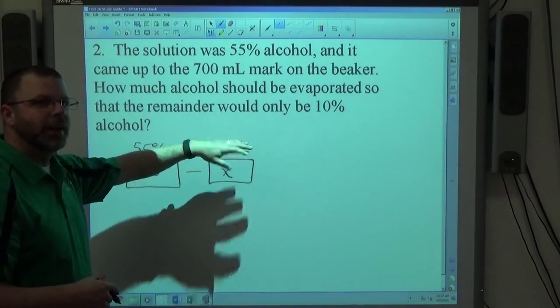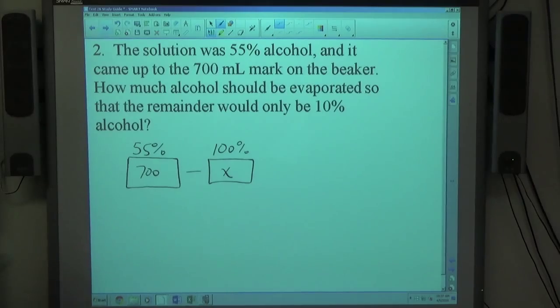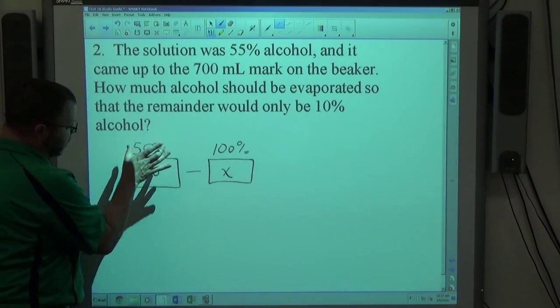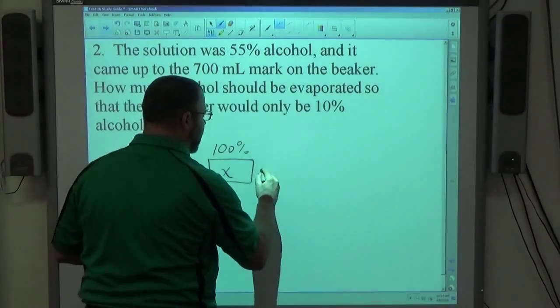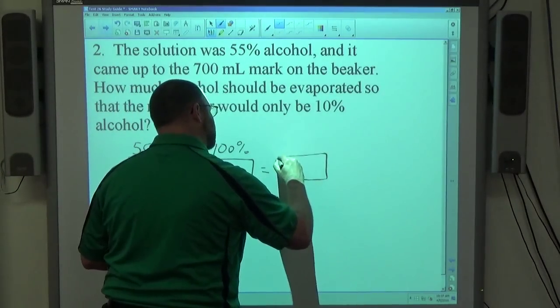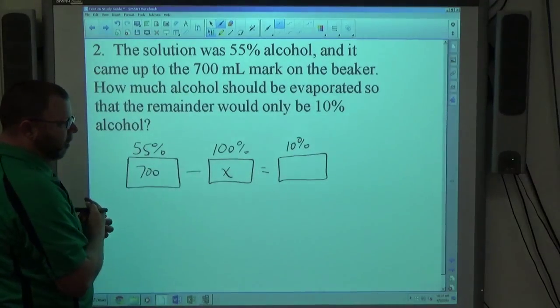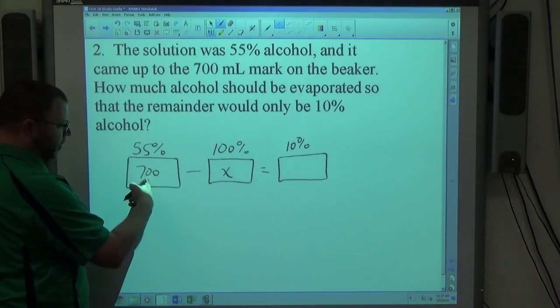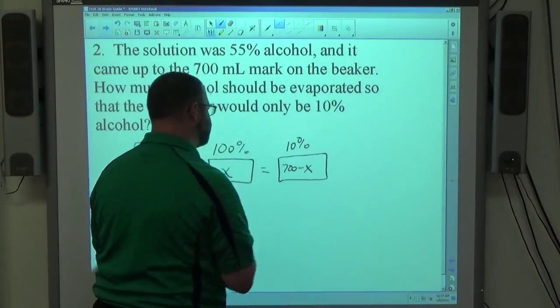If this was 55% salt, and we're evaporating water, now all of a sudden it's 0%. So again, make that decision based on the material being evaporated. So this is alcohol, we're evaporating alcohol, so 100% alcohol. What we're going to end up with is 10% alcohol solution. And the amount of alcohol solution is the total that we started off with minus whatever we evaporate. So 700 minus X goes there.